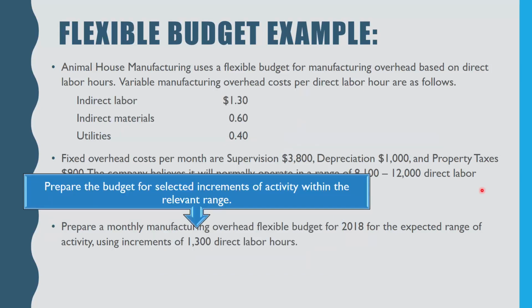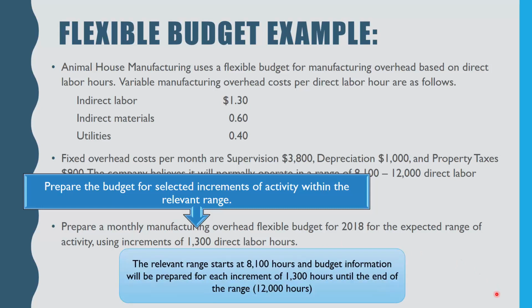And then lastly, we're going to prepare the budget based on the increments, and the increments that were given to us are the 1,300 direct labor hours. So we're going to start our budget at 8,100 hours and prepare it for every increment of 1,300 hours until we get to the end of our relevant range, the 12,000 direct labor hours.